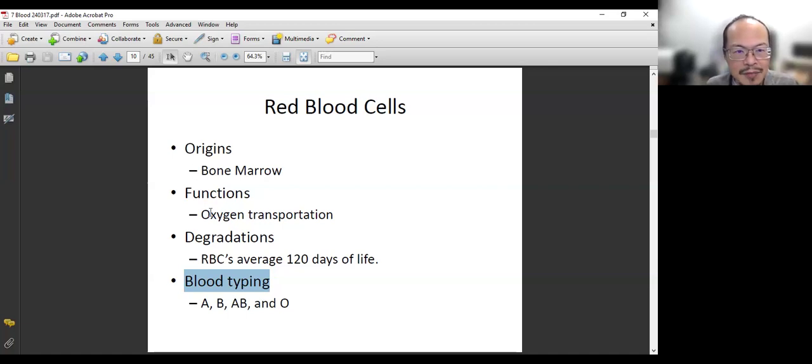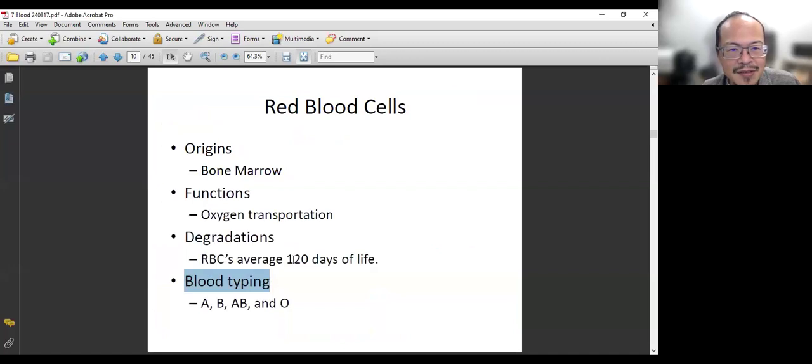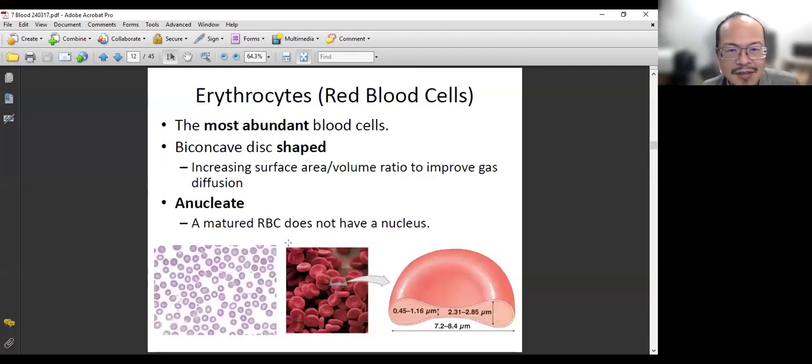So let's start by talking about these. That's easy. All right, let's take a look. So origin, bone marrow. You know what stem cells they are produced from? Myeloid stem cell, right? So it's here. Just to give a closer view of the red blood cells, since we are going to talk about it in this lecture.